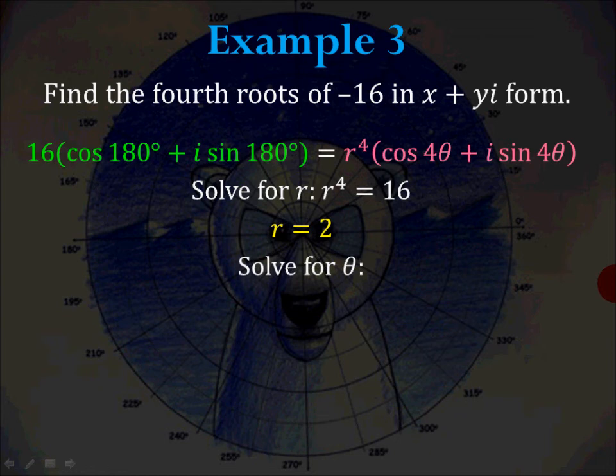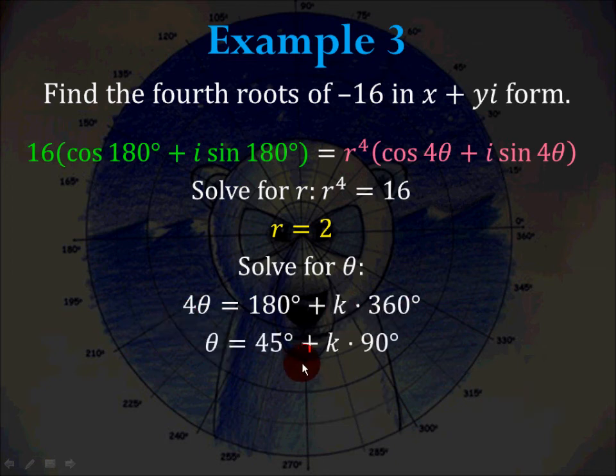Now, we have to solve for theta. Remember, 4 theta equals not just 180, but 4 theta equals 180 and all angles coterminal with 180. So 4 theta equals 180 plus k times 360. Now we divide everything by 4, and we get that theta equals 45 degrees plus k times 90 degrees. If you plug in the values of k so that all your thetas are between 0 and 360, the four possible values for theta are 45, 135, 225, and 315.